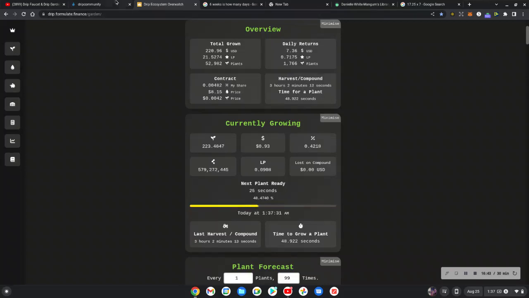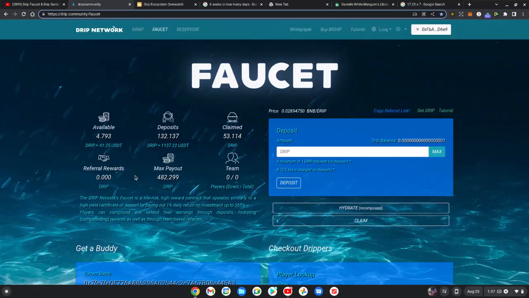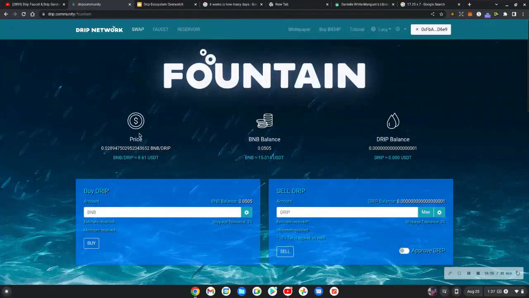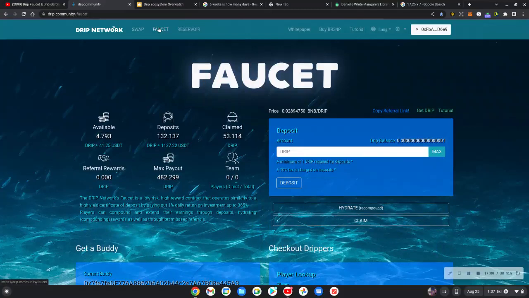As far as my Drip goes, I'm letting this accumulate right now because Drip is staying around the same price. So if it stays around the same price, I just let it accumulate. So I wake up in the morning, I have 5 Drip over here to move over. But right now, I'm just letting it accumulate a little bit.